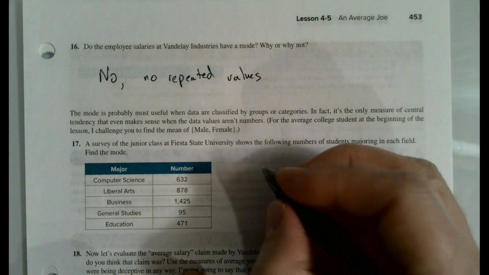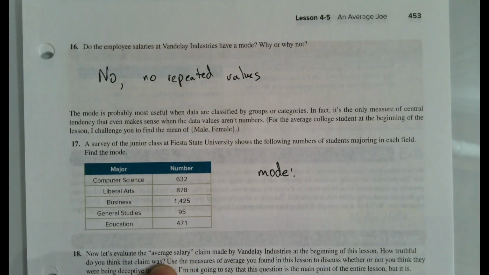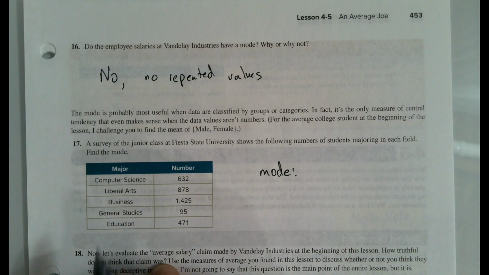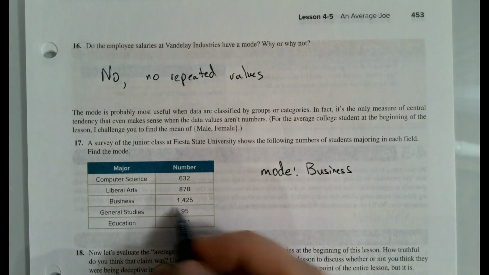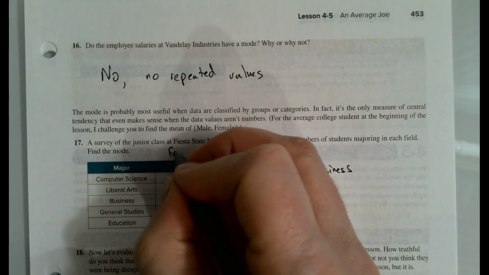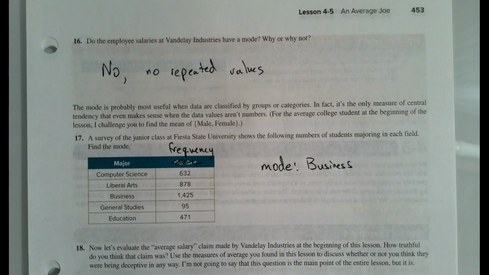So the mode here is the categorical value that would show up in the column the most. In that case, it's business because it's the most frequent. This should really say frequency. So it is the only measurement of average for categorical data. And in that case, it is a useful measurement there.